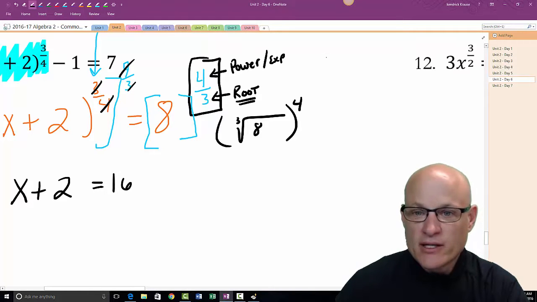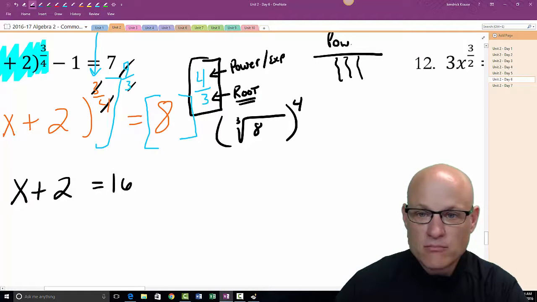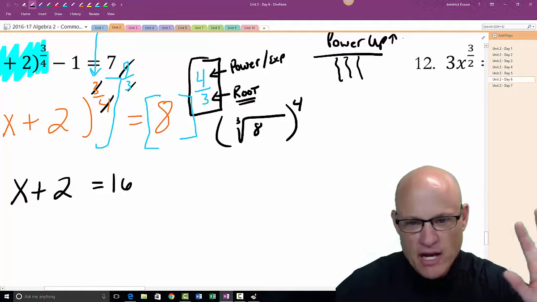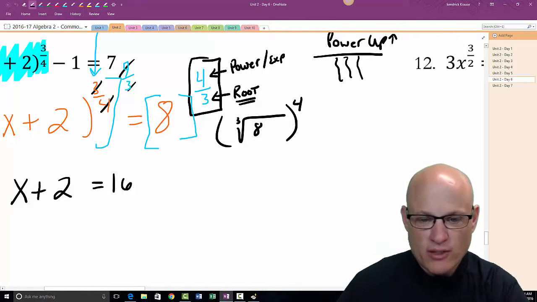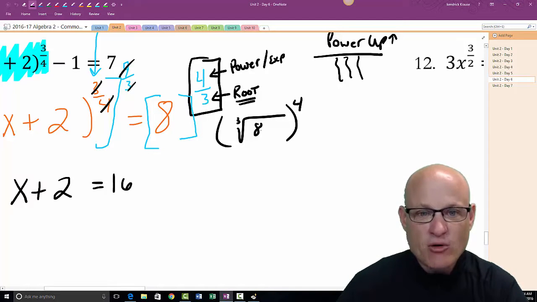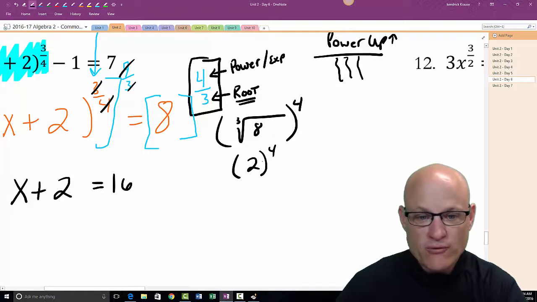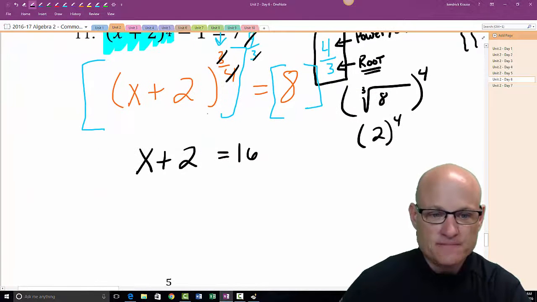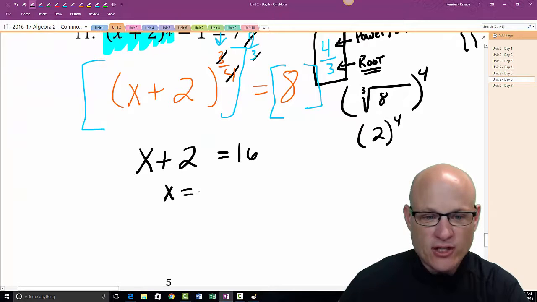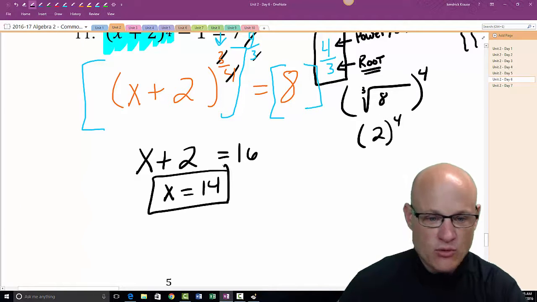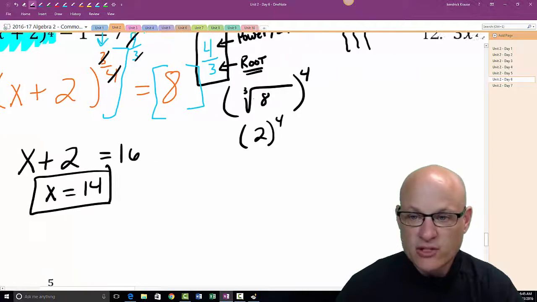Roots are in the ground. Power up, kids. Power up. And roots are in the ground. So I always try to remember the roots are in the ground. You can always use your calculator, but I want you to start to understand what rational exponents mean. Roots in the ground, power up on top. So the cube root of 8 is 2. 2 to the 4th is 16, and that's why the answer is 16. So I end up with a final answer of x equal to 14. I won't waste your time. It works. Let's keep going.